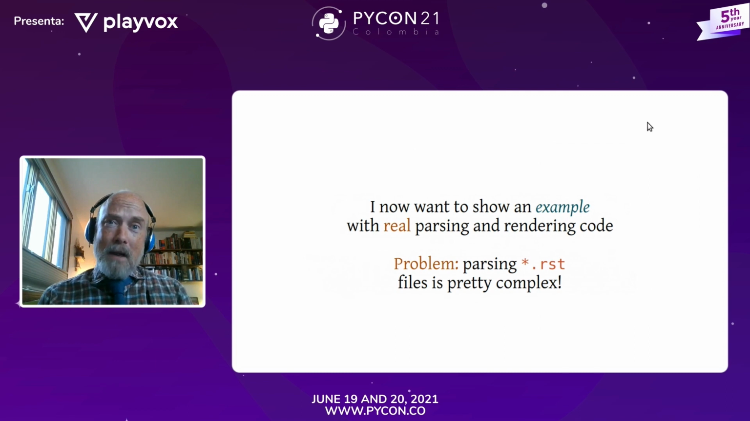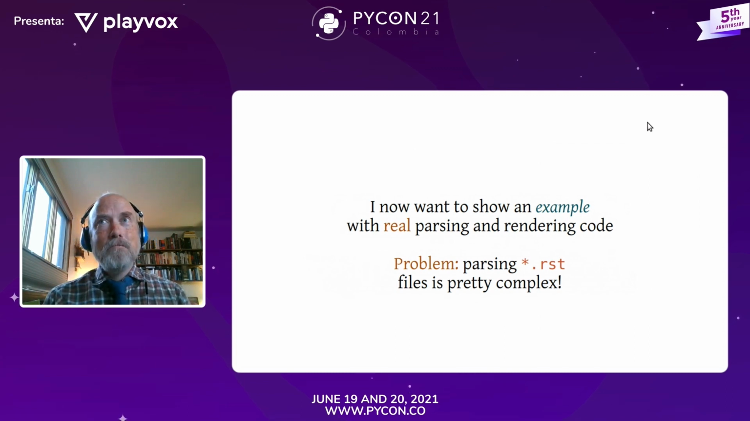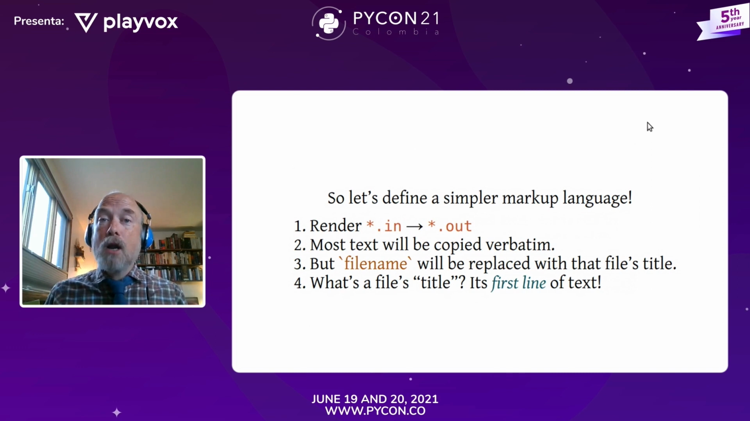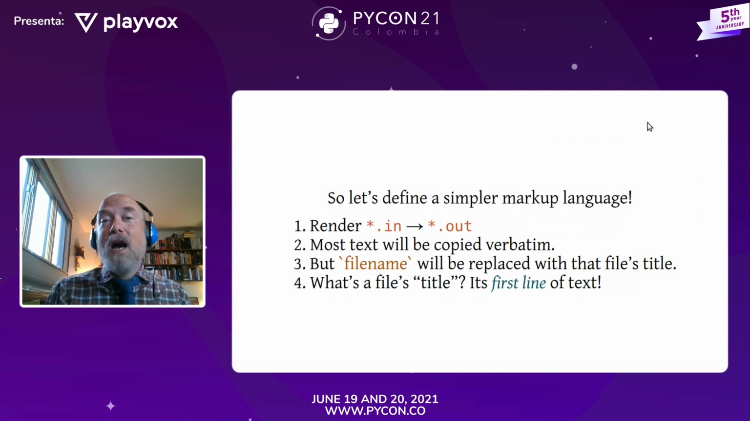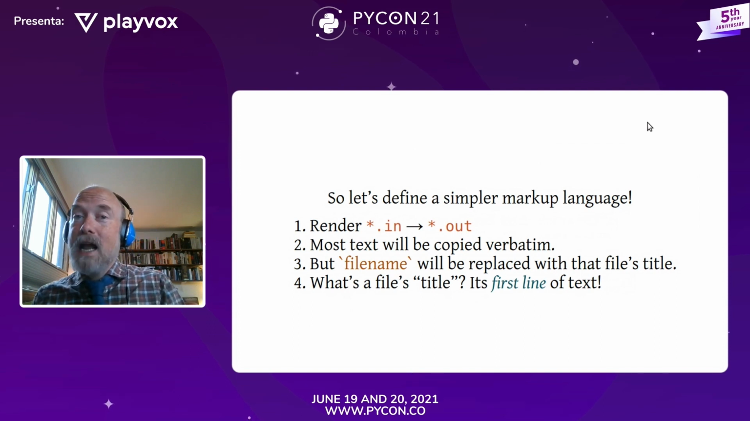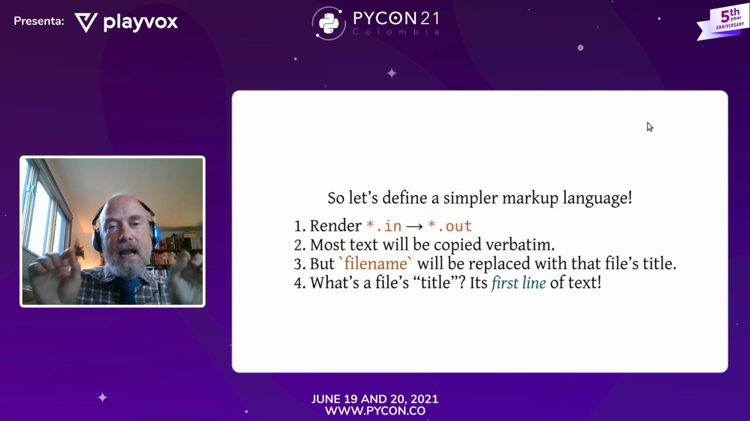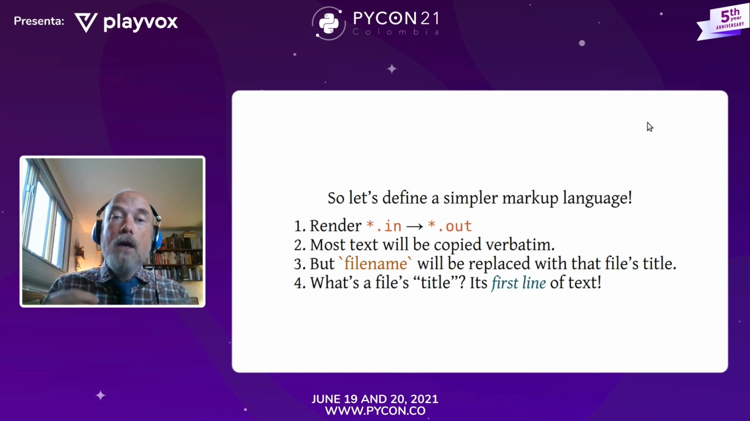I now want to show an example of this with real parsing and rendering code. That raises a problem. Parsing Rst files is pretty complex. The example code would, alas, not fit on my slides. So let's define a simpler markup language that will be enough to capture the problem. Our files will be called .in that render to .out files. Most text will be copied verbatim. The only exception is that a file name in backticks will be replaced with that file's title.